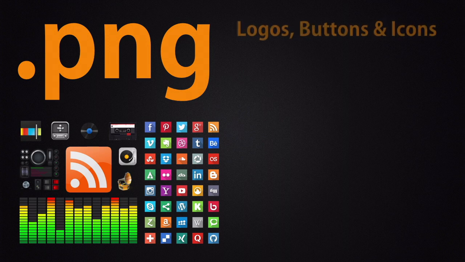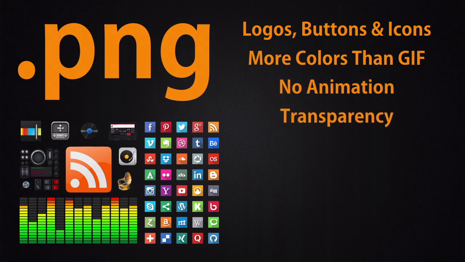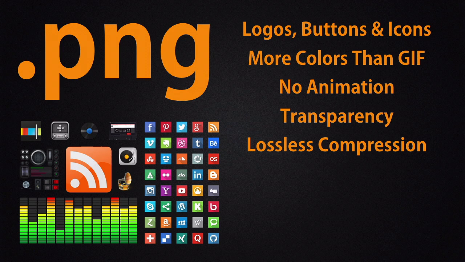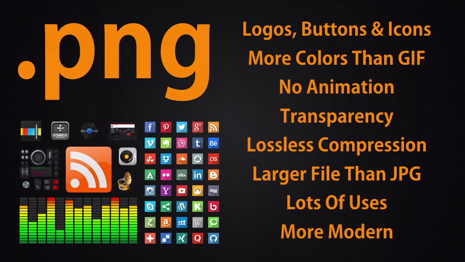PNG format is another one mostly used for small logos, buttons, and icons. The color range is much better than a GIF, but these can't be animated. It also allows for background transparency, and the lossless compression, meaning no reduction in quality, is sharper than a JPEG, but file sizes will be much larger if it's a realistic photo and there are lots of colors. You'll definitely run into them being used in a bunch of different ways, and it's a more modern web format.